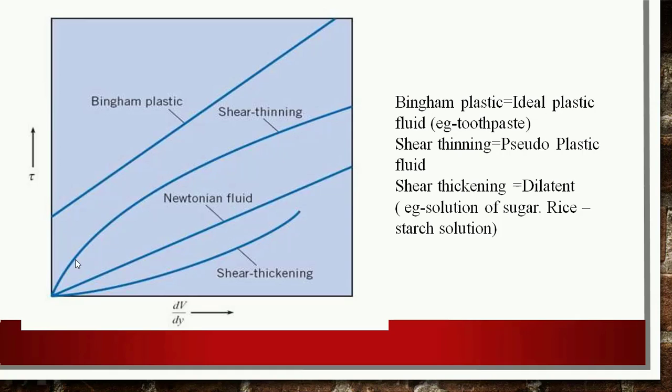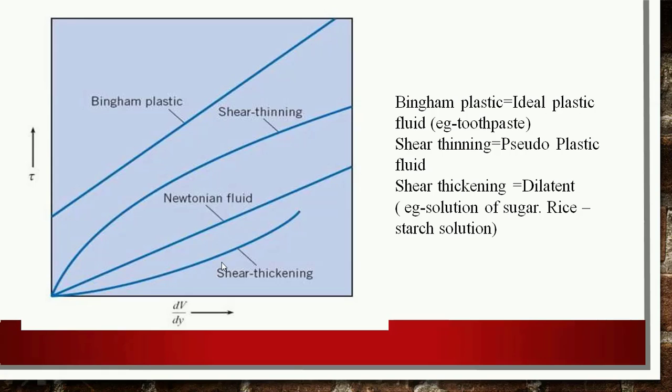And this line represents shear thinning. This shear thinning type is pseudoplastic fluid. In pseudoplastic fluid, the apparent viscosity of the fluid decreases as the shear stress increases.